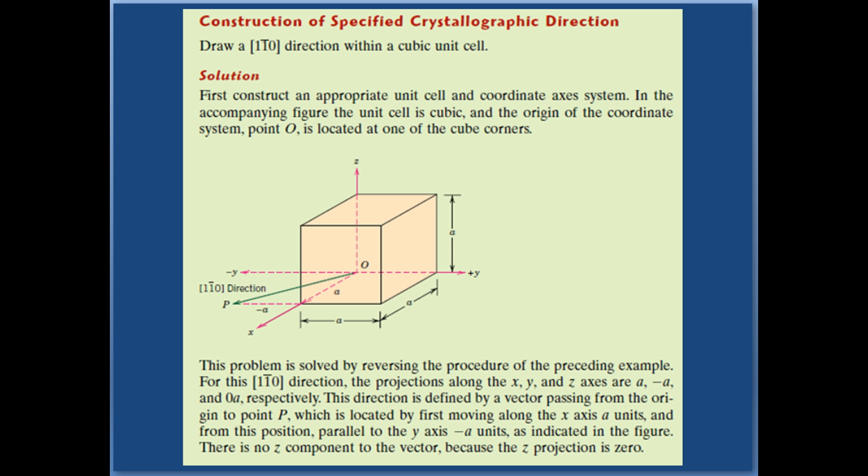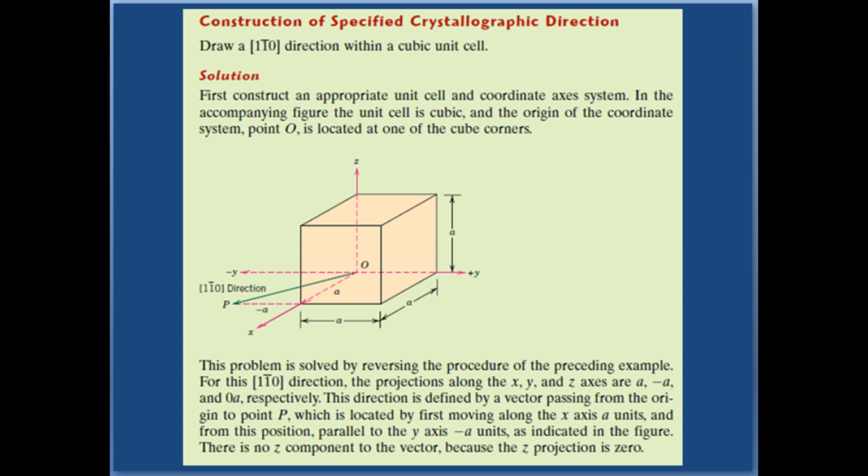Now we are going to discuss the next example, which is related to construction of a specified crystallographic direction. In the previous example, we determined the directional indices by being given the direction. Now in this problem, we are going to construct a crystallographic direction. The indices are given to us, and based on those indices we are supposed to determine the direction.